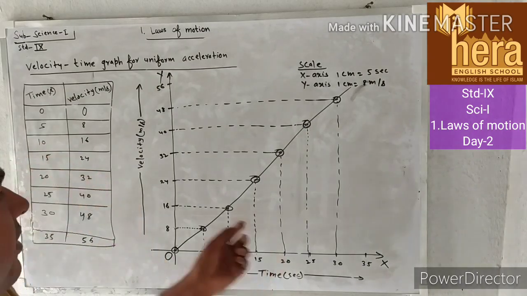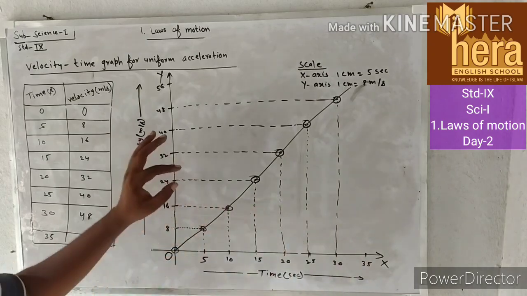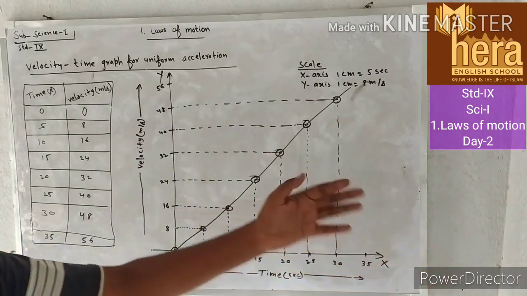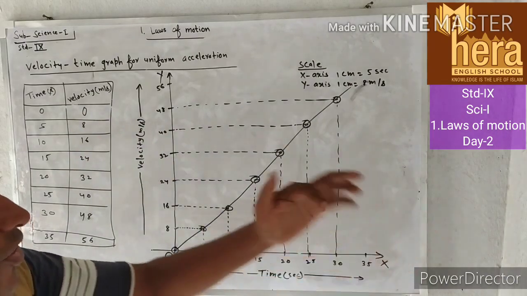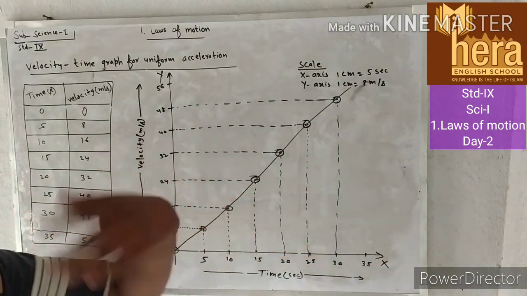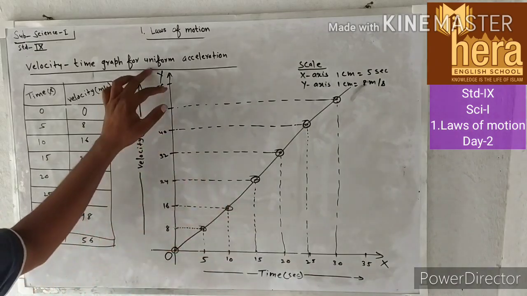Change in velocity is 8 meter per second in 5 seconds. Again in the next 5 seconds, change in velocity 8 meter per second. Next 5 seconds, 8 meter per second. Next 5 seconds, 8 meter per second. That's why it is called uniform acceleration.